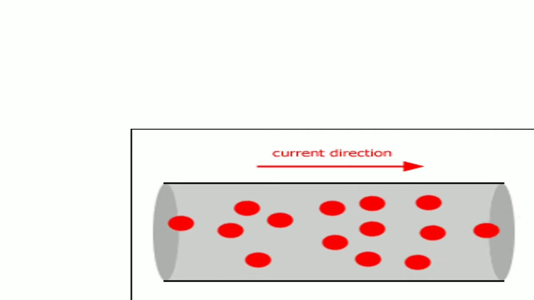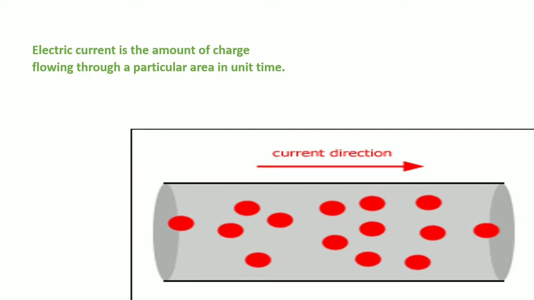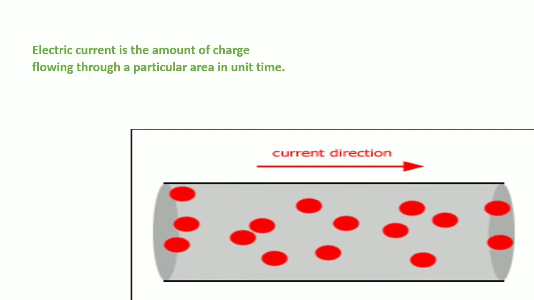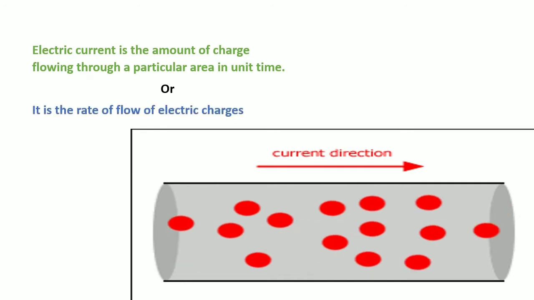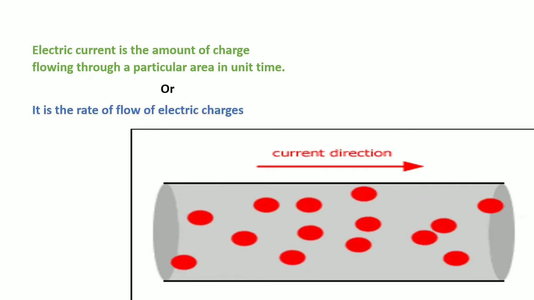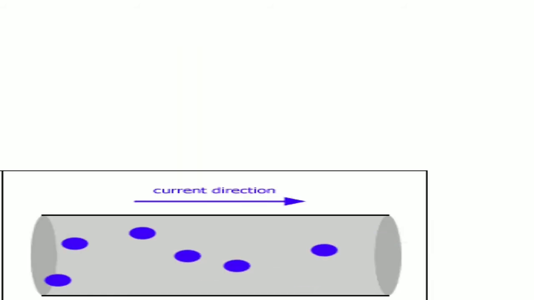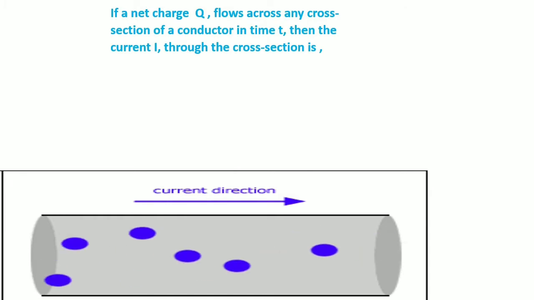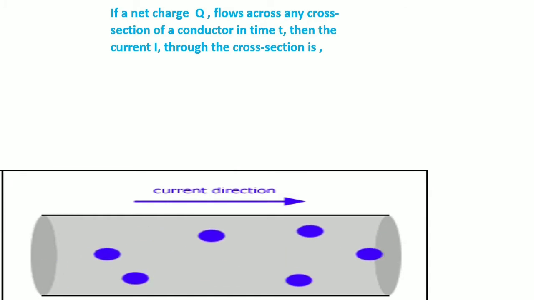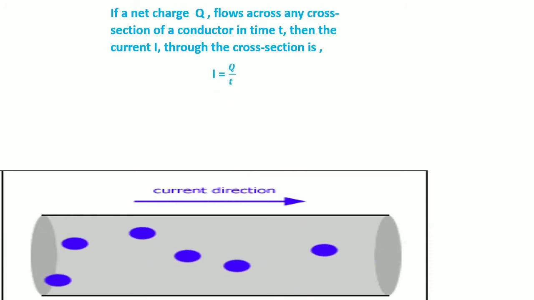Electric current is expressed as the amount of charge flowing through a particular area in unit time, or it can also be expressed as the rate of flow of electric charges. If a net charge Q flows across any cross-section of a conductor in time t, then the current I through the cross-section is given by the equation I equals Q upon t.